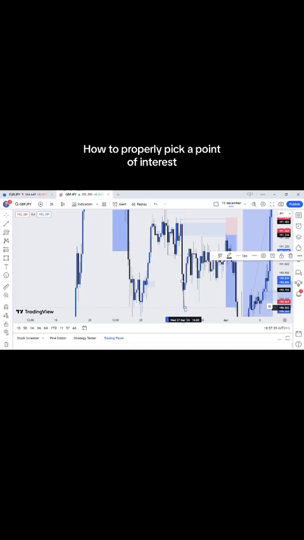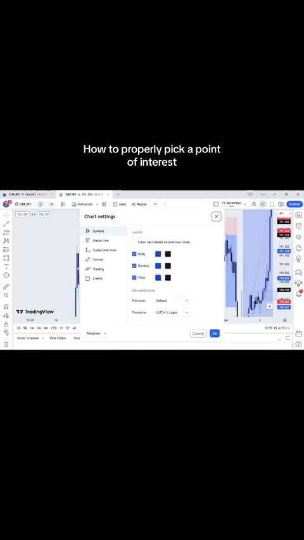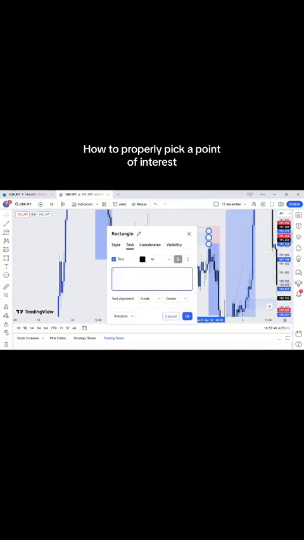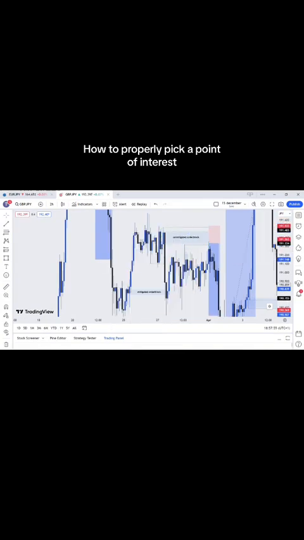So I try to keep it safe by picking an unmitigated order block. This one is a mitigated order block. Let me demarcate it. This is a mitigated order block, and here is an unmitigated order block. See the difference? Price has tapped in here before, and price hasn't tapped into this one before. So you have to pick an order block that has not yet been mitigated.